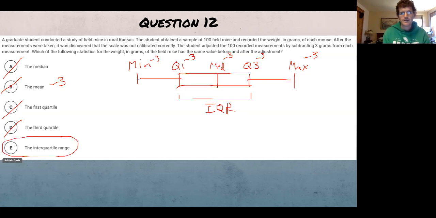So again, any questions, feel free to speak up. You don't have to wait till the end to ask questions. If something doesn't make sense along the way, you can just jump in and ask questions.